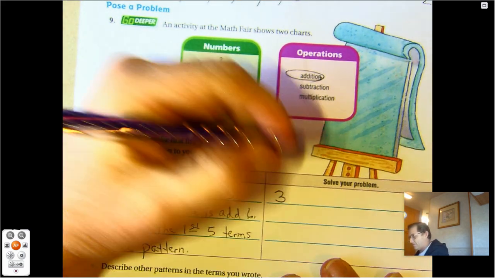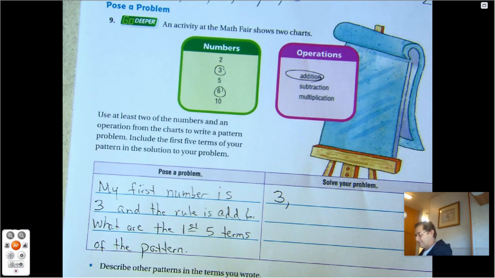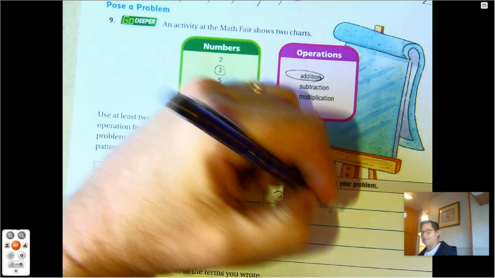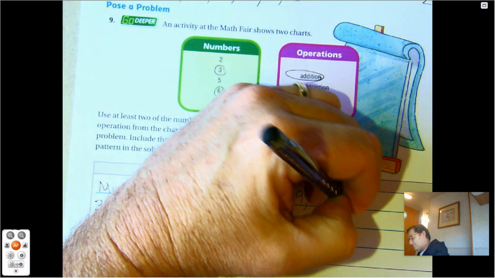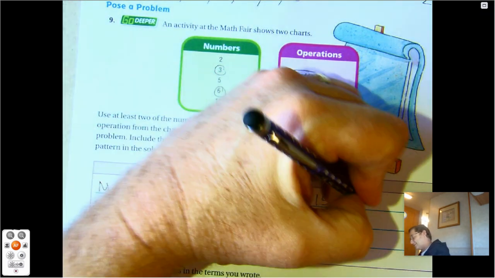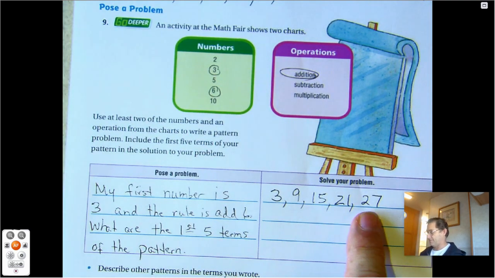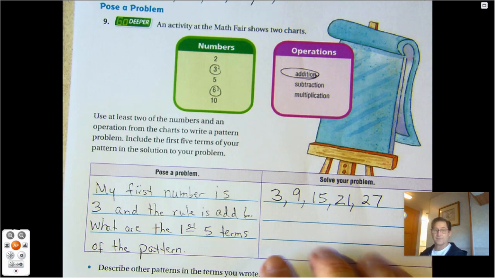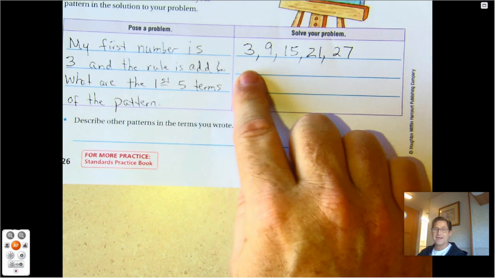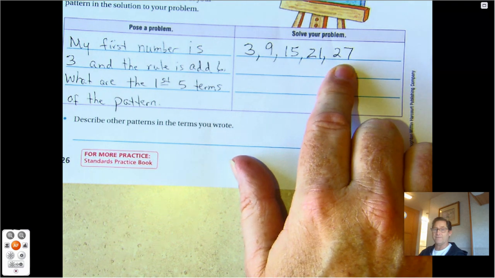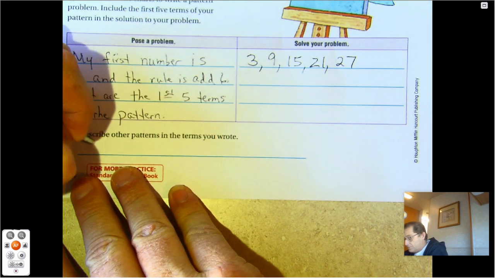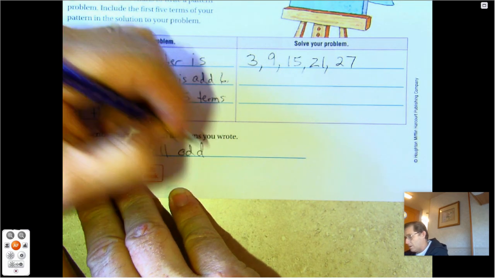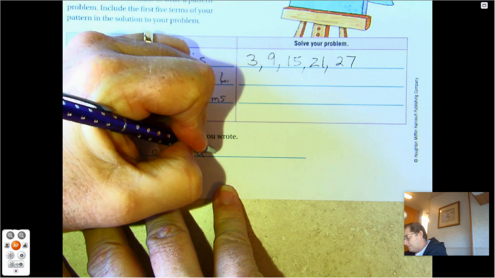So 3 is my first term. 3 plus 6, 9. 9 plus 6, 15. 15 plus 6, 21. 21 plus 6, 27. And that's 5 terms. Describe other patterns in the terms you wrote. Okay, so I have 3, 9, 15, 21, 27. They are all odd numbers.